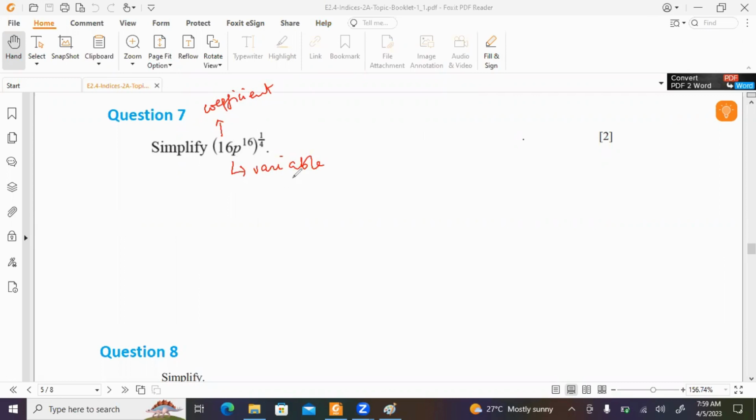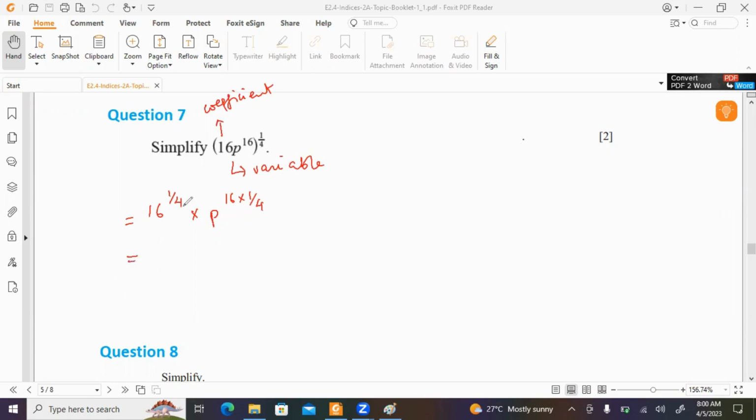So what I'm going to do is open the brackets and multiply the power that is outside the bracket, distributing it to both the terms. So it's going to be 16 to the power of 1 over 4 times p to the power of 16 times 1 over 4. The 1 over 4 went with 16 and the 1 over 4 went with the p as well. With 16, every whole number has a power of 1. So 1 times 1 over 4 is just 1 over 4. That's why I wrote it as it is.